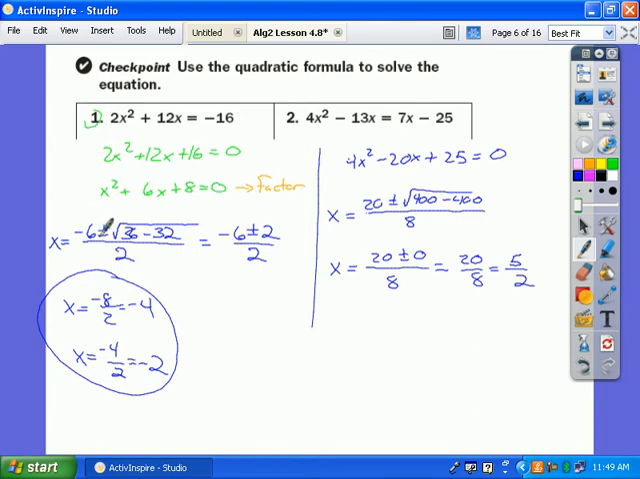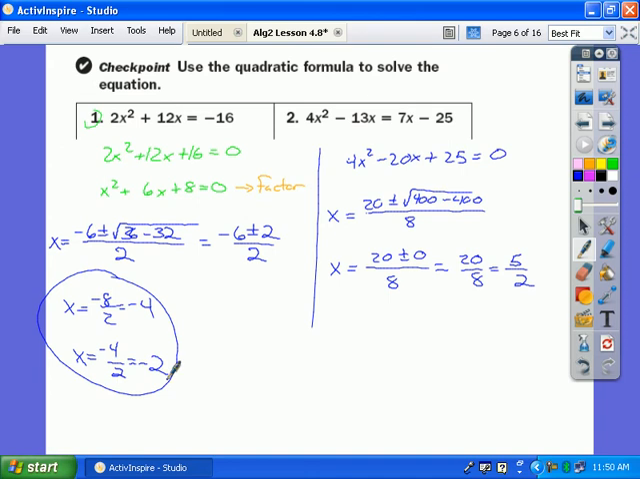It'll always work. -b plus or minus the square root of b squared minus 4ac, all over 2a. And this gets us down to -6 plus or minus 2, divided by 2. So -6 minus 2 is -8 over 2, which is just -4. -6 plus 2 is -4, and -4 divided by 2 is just -2. And there you see we get our two solutions.